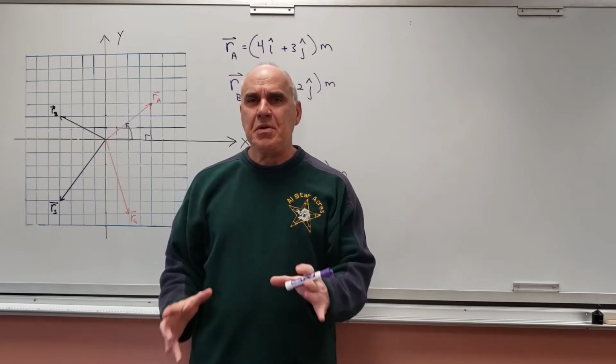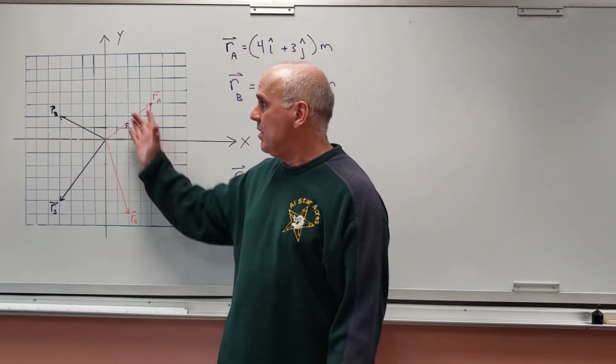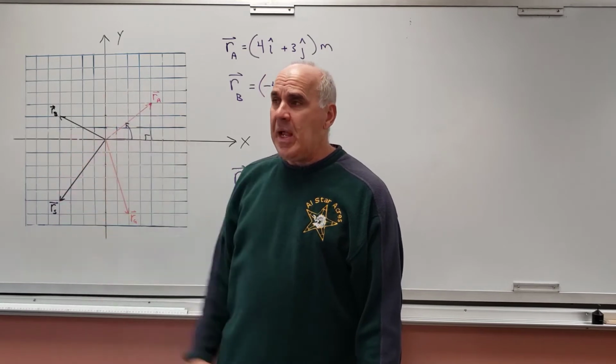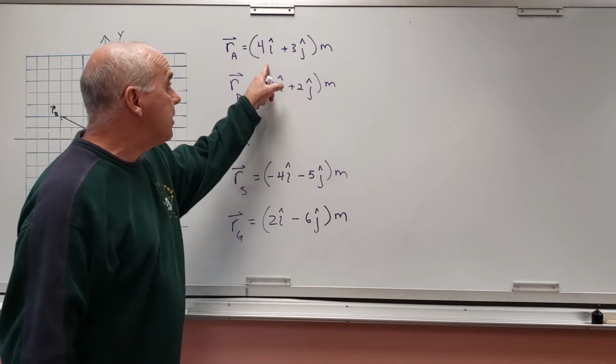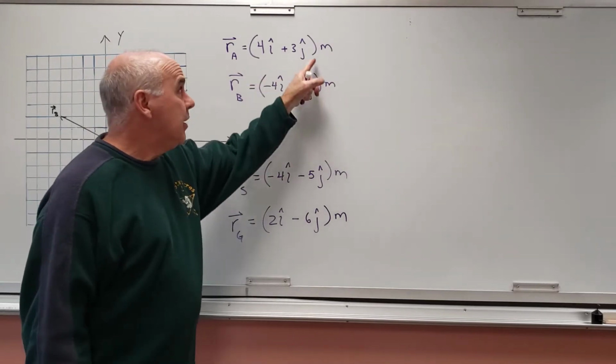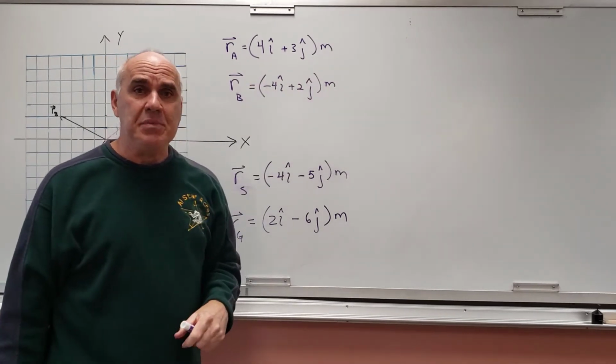Hey everyone, let's continue our discussion on vectors. We talked about some position vectors, and we looked at the position of Adam with respect to the origin, and we found that to be 4i plus 3j, and we said that each one of those squares represents a meter.